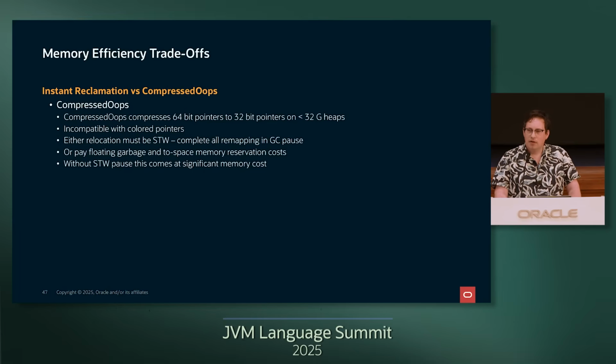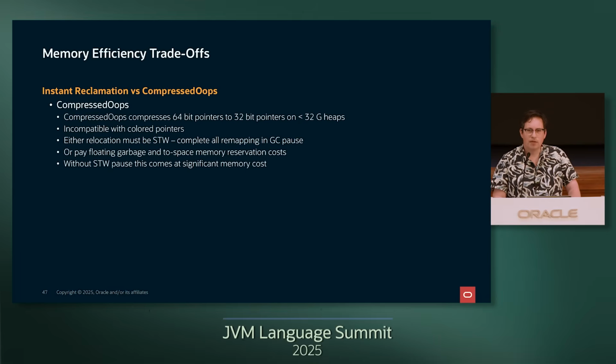Now, the one thing that we don't have because of that is compressed OOPS. Compressed OOPS is kind of incompatible with the idea of colored pointers. If we have so many color bits, we can't really compress the pointers. Compressed OOPS is also a memory efficiency optimization. It's a bit more straightforward in the sense that if you compress the memory then you use less memory.